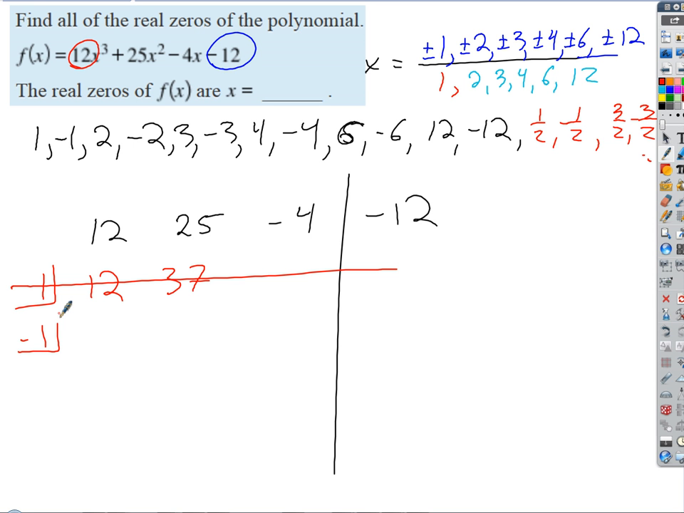So -1. Bring down the 12. Okay, this is a little bit better, isn't it? Because -1 times 12 is -12, so we're making that number smaller, right? What's -12 plus 25? It's 13. -12 plus 25 is 13. Then -13 and -4, it's still not quite going to work, is it? I get -17, and -17 plus -12 is not 0, but it got closer, right? So that one's done. Okay, let's move down some more.